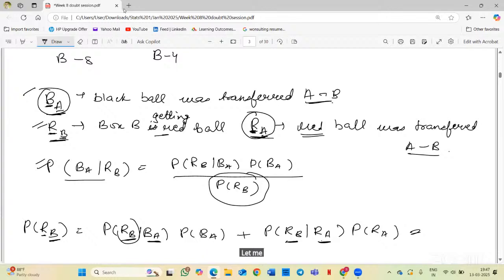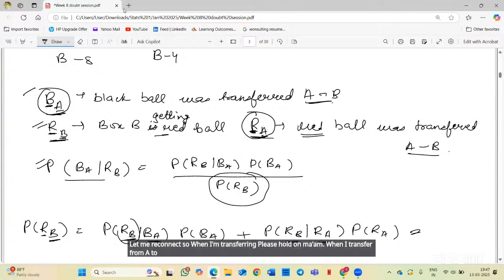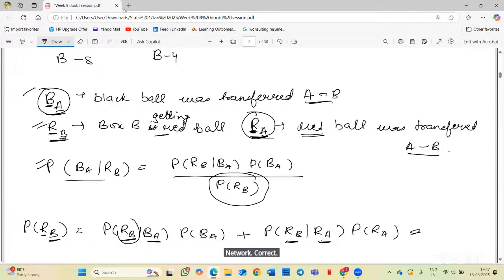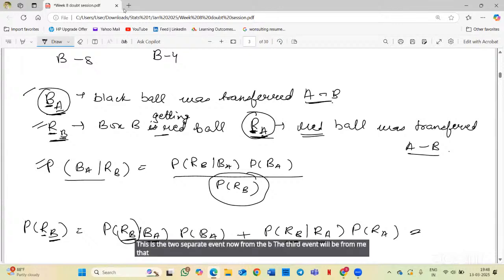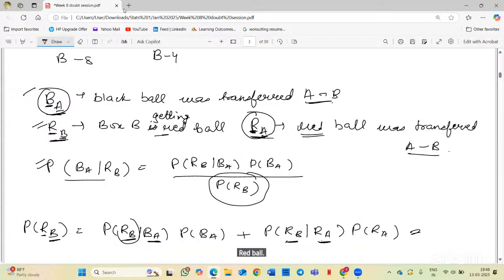When I transfer from A to B, there are two cases: either a black ball will be transferred or a red ball will be transferred. Correct? These are the two separate events. Now from B, the third event will be that I'm choosing a ball, a red ball. And when I'm choosing the ball, I'm choosing the red ball. What is the condition that it will be a red ball? This ball is transferred from A to B.